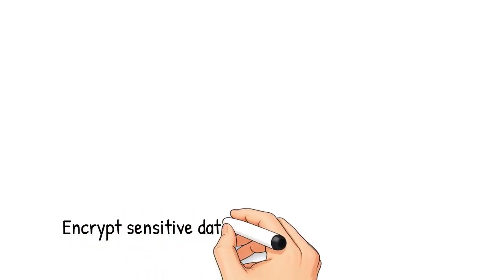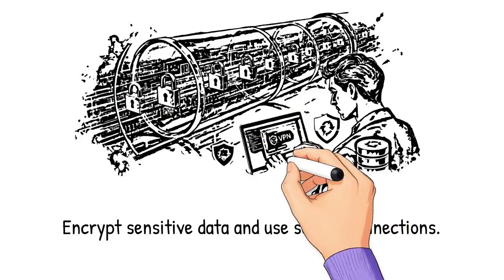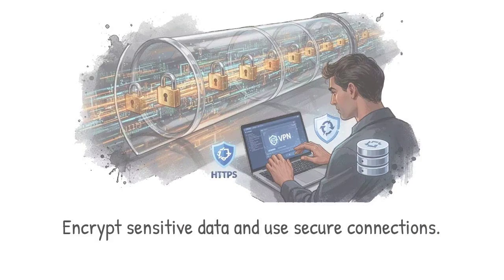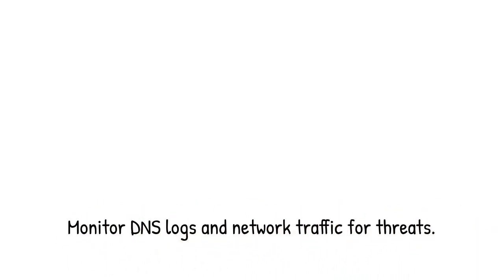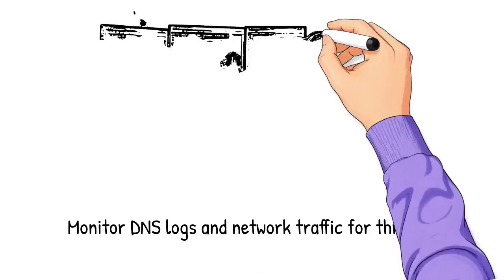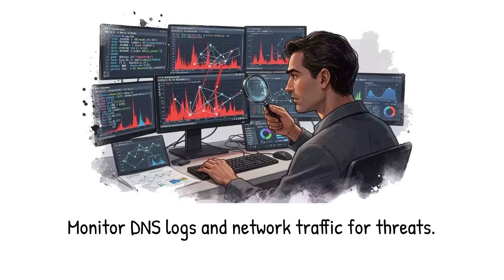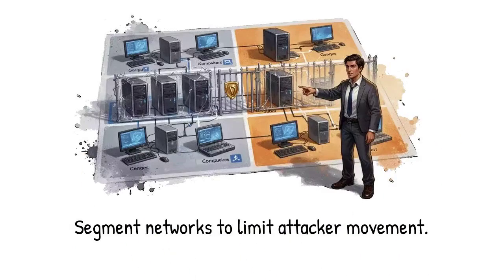Use HTTPS for websites, VPNs for remote access, and encryption for sensitive data. Encryption protects packets from interception and manipulation. DNS logs reveal early signs of attacks. Unusual queries, sudden spikes, or connections to suspicious domains may indicate malware or exfiltration attempts. Separate critical systems from general networks. If attackers breach one system, segmentation prevents them from moving laterally.